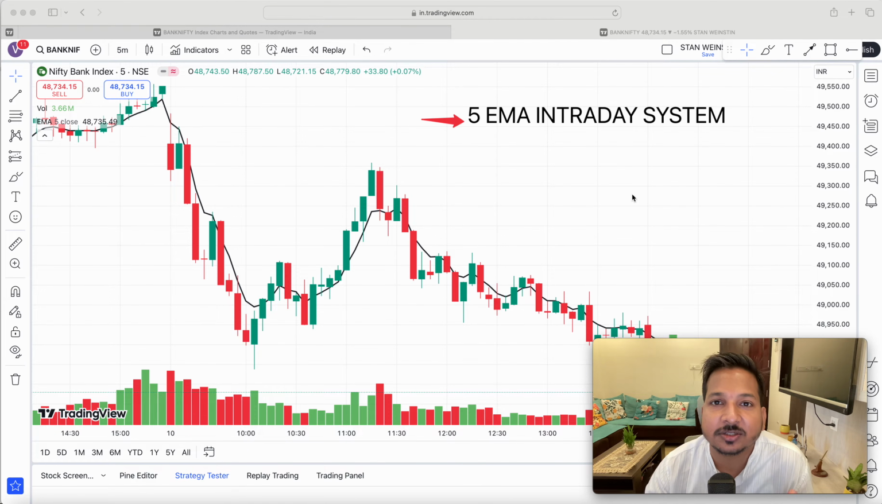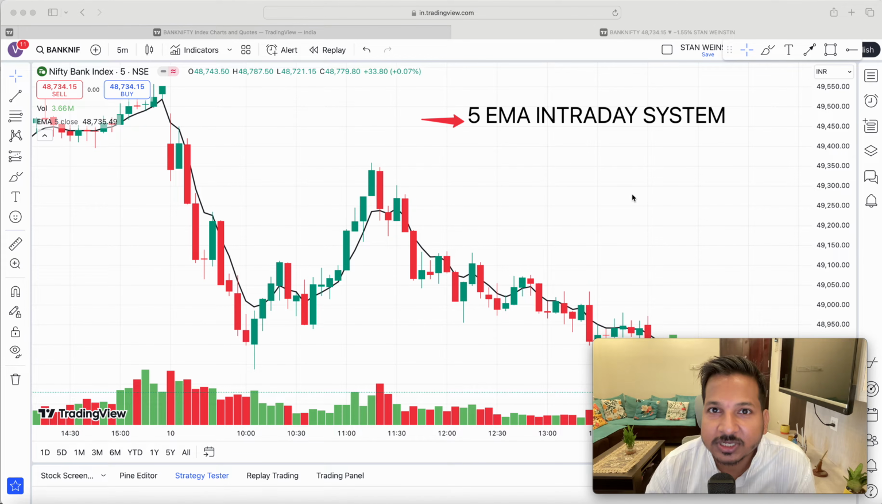What is the current situation in the overall market? We'll see in detail how this strategy works and what the screener is, and how you can use the screener to find out which stocks are coming under the radar of the 5 EMA in the monthly chart. So first we'll see how we can use it in intraday.